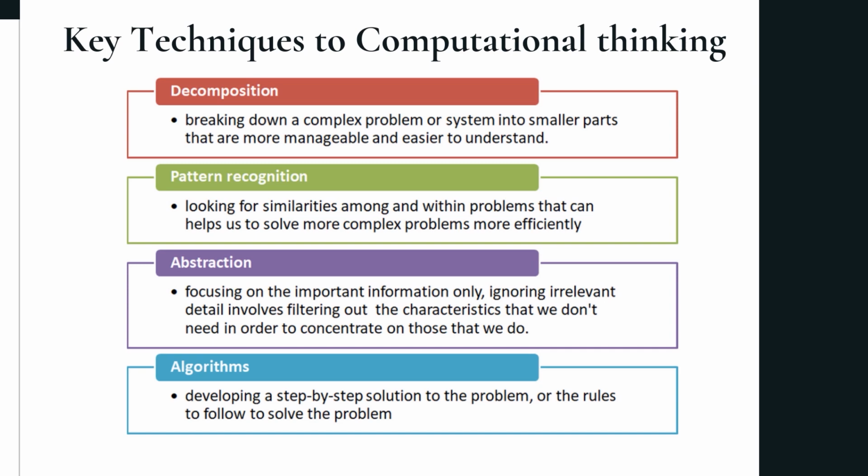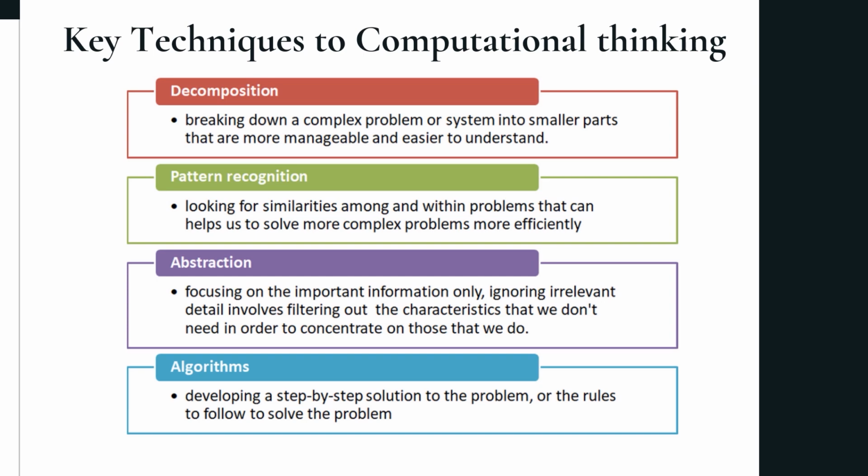All right, great. So once again, what are the key techniques to CT? Decomposition, pattern recognition, abstraction, and algorithms. We need to break down the complex problem or the system into smaller parts that are more manageable and easier to understand. This is called decomposition. And then we look for similarities among and within problems that can help us to solve more complex problems more efficiently. This is called pattern recognition.